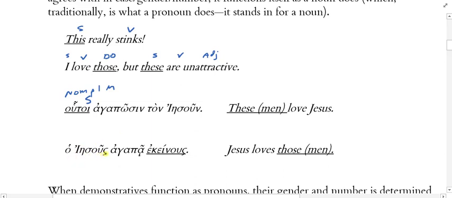Over here, I have ho Iesous agapa ekeinous. Jesus, my subject, agapa, loves, and here the demonstrative word is functioning as a pronoun, and it's the direct object. Notice I have the accusative, plural, and masculine form here. So Jesus loves those. This is the far demonstrative. Jesus loves those masculine plural entities. So I could simply say Jesus loves those, or Jesus loves those men, or Jesus loves those people.